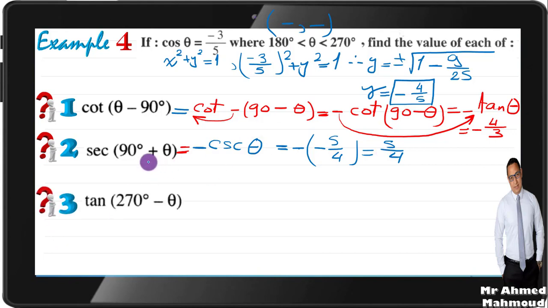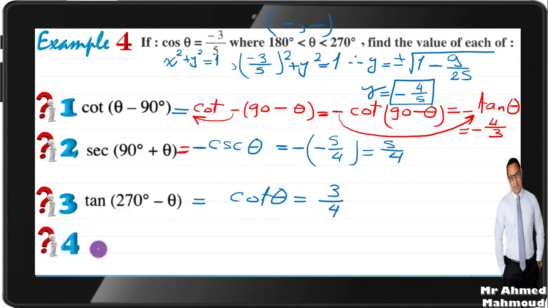Number 3, tan 270 minus theta. Tan changes to cotan theta, and this is the third quadrant. In the third quadrant, tan is positive, so it will be cotan without change. Cotan equals x over y, or cosine over sine. Negative 3 over 5 divided by negative 4 over 5 equals 3 over 4.